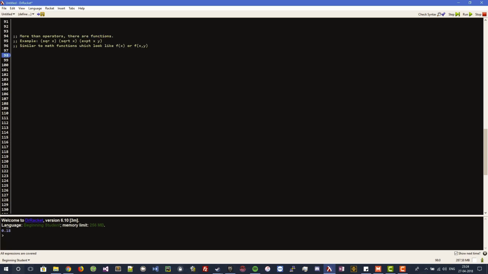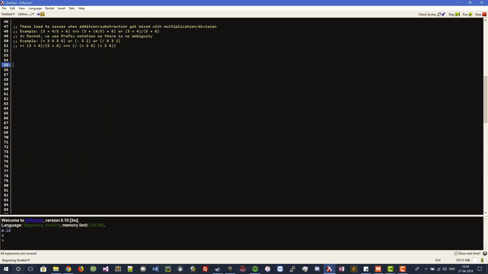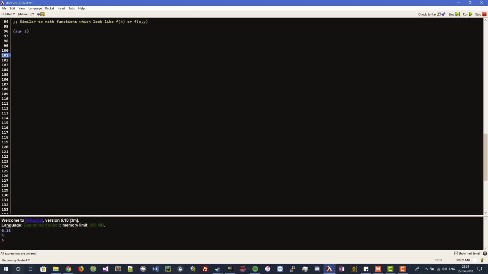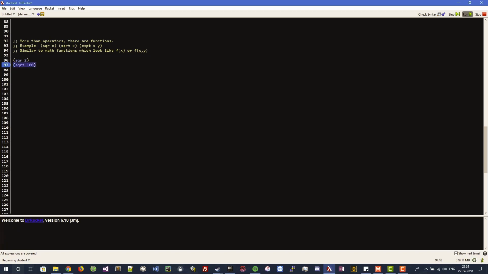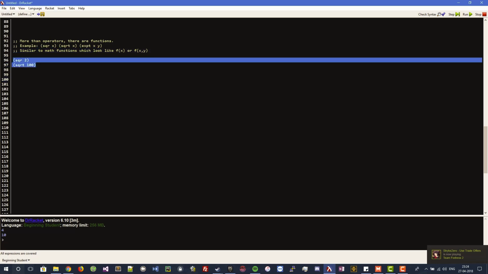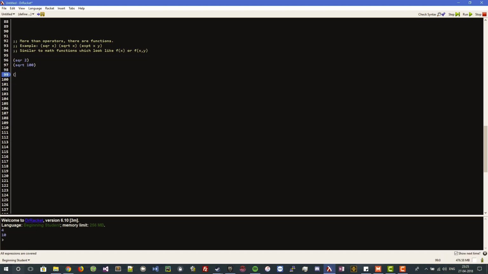So for example, there are functions like square of 2, and that's going to give us 4, right? Let me just delete this from here so it doesn't mess up our interactions window again and again. So square of 2 gives us 4, and then there's also square root. Let's do square root of 100, and that's going to give us 10. So 4 and 10, and expt, which actually stands for exponent. So exponent of 3 to 2, which basically means 3 raised to the power of 2, or 3 squared. So it should give us 9.